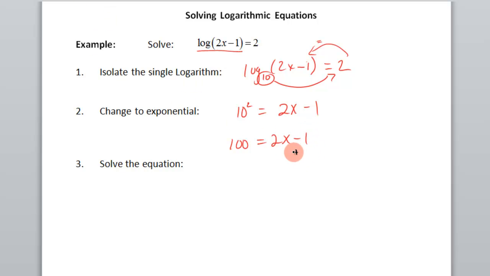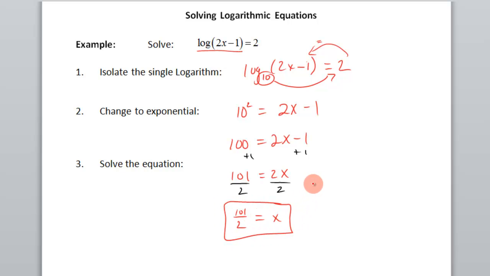Add 1 to both sides, right? 101 equals 2x. Divide both sides by 2. And our answer is 101 divided by 2 equals x. And that's the exact answer and the approximate answer all right there. You don't need to change the decimal. That's fine right there, right? Doesn't reduce, so we can get the exact answer.